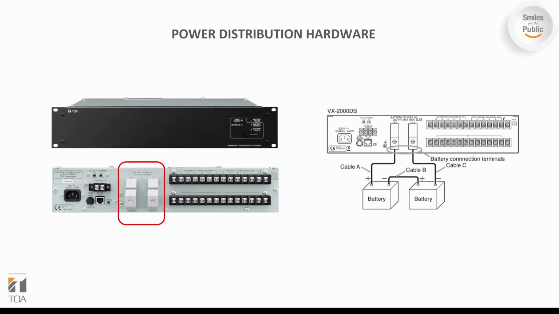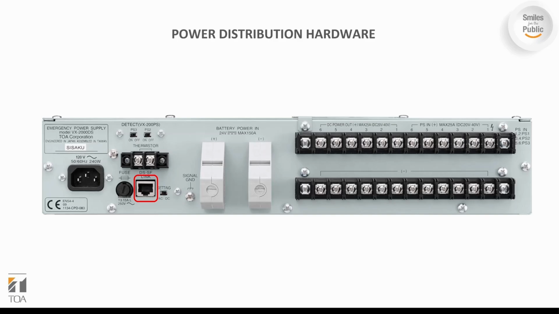The VX2000DS is capable of real-time power monitoring and battery check so that in case there is a power system failure, a notification is immediately sent out to the administrators. This is done via the DS-Link connection from the VX2000DS to the VX3000 frame.